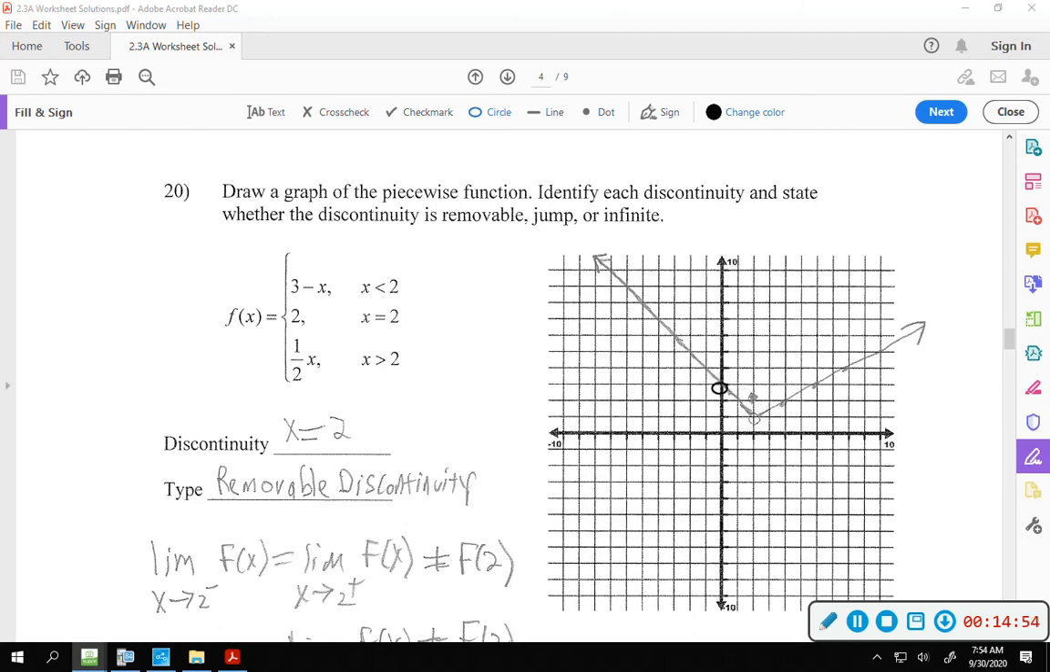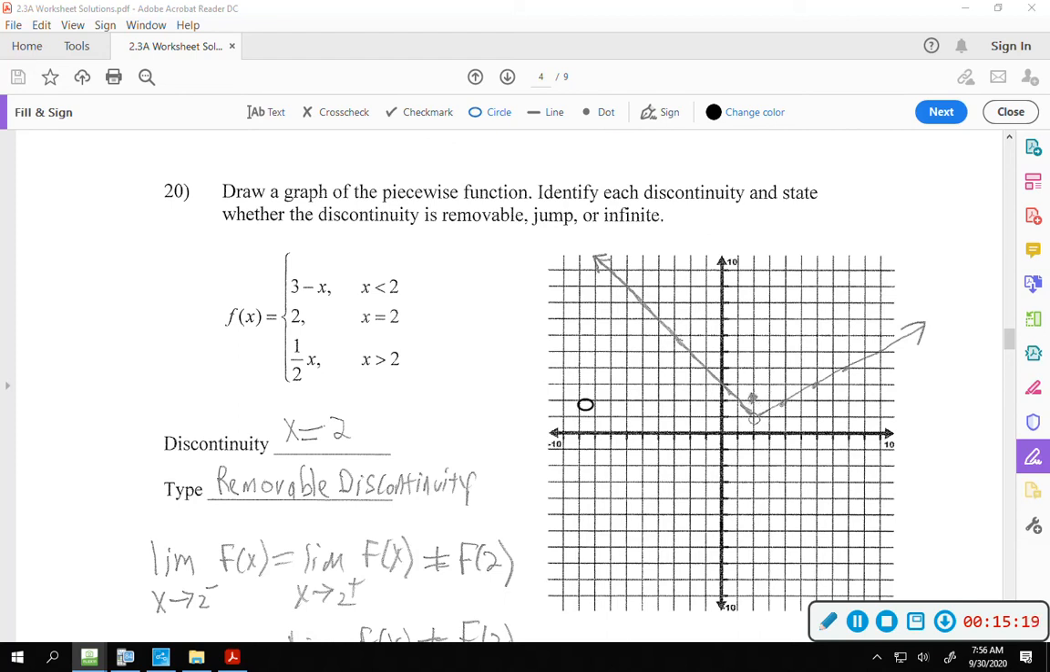Look at the y-intercept is 3. This has a y-intercept of 3. That is this line segment. Graphing this function from left to right means graphing this next. This says when x is 2, the y value is 2. So this point right here stays open and we graph this solid dot right here.